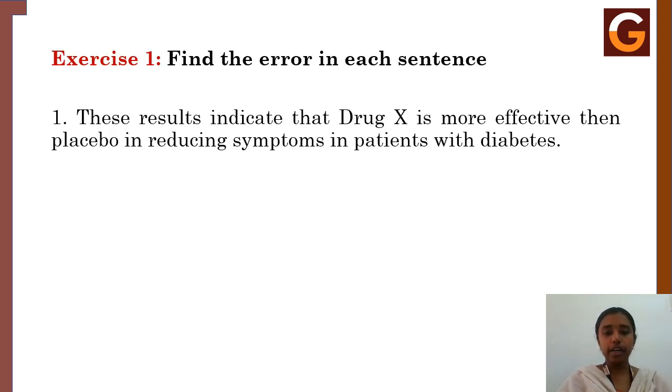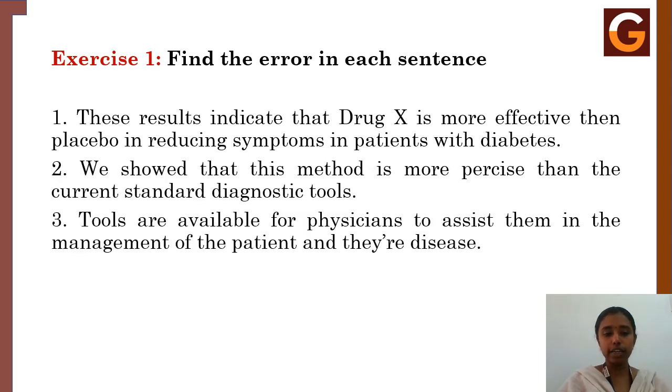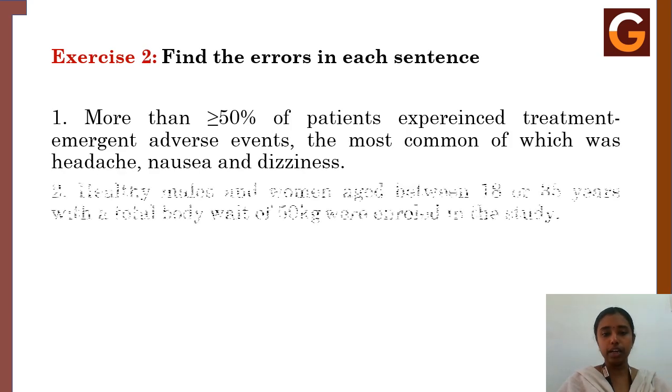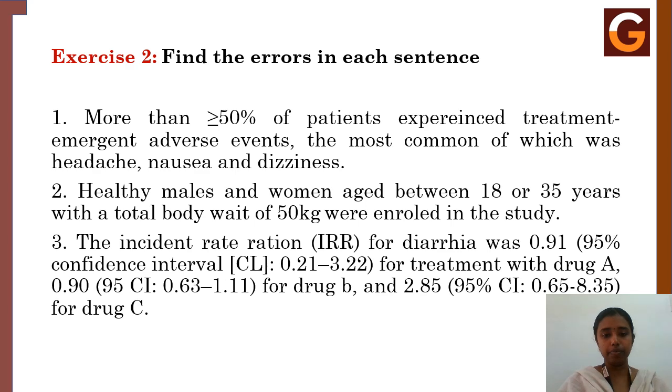And here is the exercise which is given. 'These results indicate that drug X is more effective than.' So the text is given with the mistakes. And as you go through the text, you can find the mistakes and the errors are displayed here.